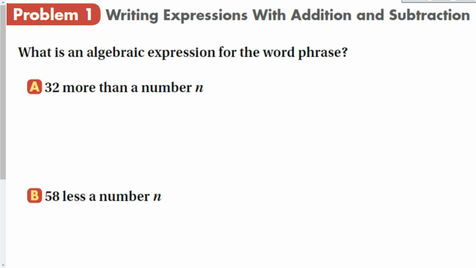Let's try to write expressions using addition and subtraction. So what we're going to do is write an algebraic expression for the word or phrase. So look at the first one, A. 32 more than number n. Well, what's going on here? So we're starting at some number n, and we're trying to get 32 more than that. So let's write that down. We started at number n, and we want 32 more, which means we want our quantity to go up, so we are going to add to it.